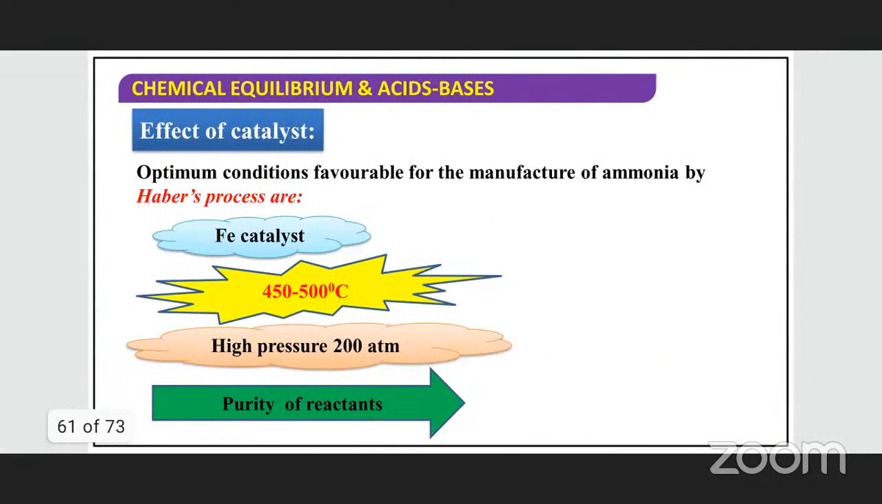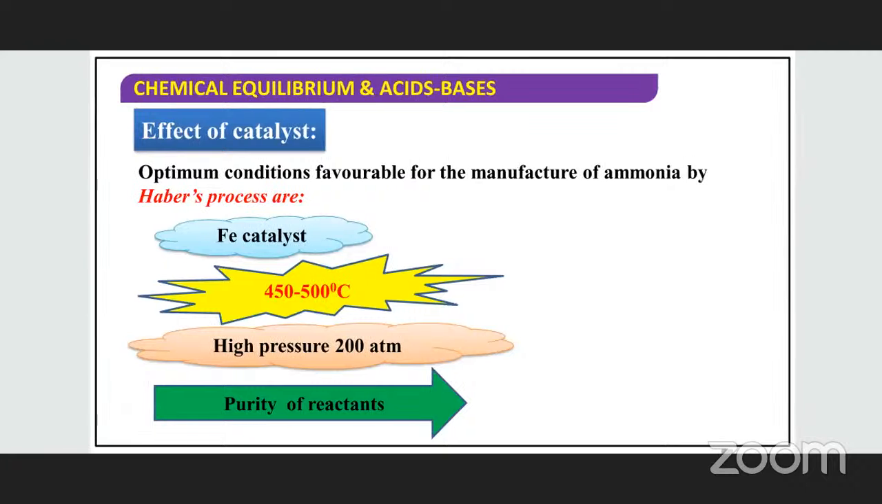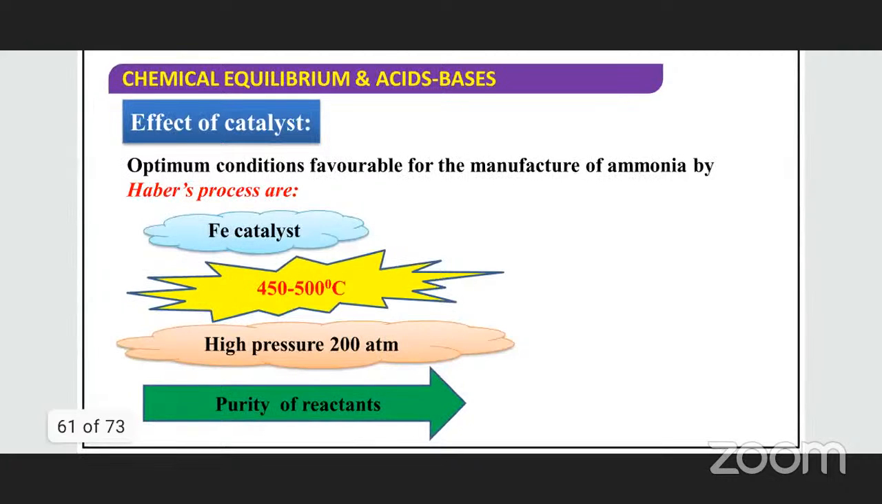Here, effect of catalyst, optimum conditions, factors favorable for manufacture of ammonia by Haber's process: iron catalyst, temperature 450 to 500 degrees Celsius, high pressure 200 atmosphere, and purity of reactants.